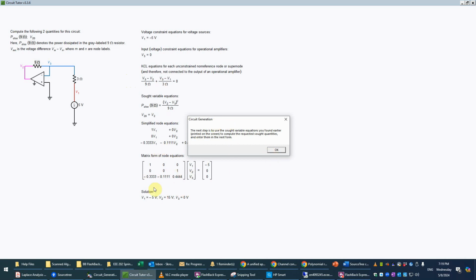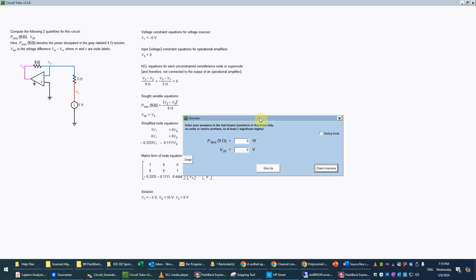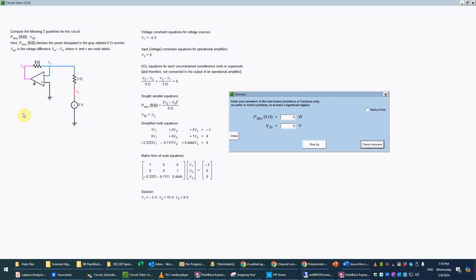Okay, and then we're just going to calculate those sought variables based on the numbers we just computed. So the dissipated power, again, that's V3 minus V2. So that's just going to be 15, basically, since we don't care about the polarity. 15 squared divided by 9. So that would be 225 divided by 9. So I'll put that in on the calculator. Anyway, I'll just do that very quickly. So that's 225 divided by 9, and that's 25.